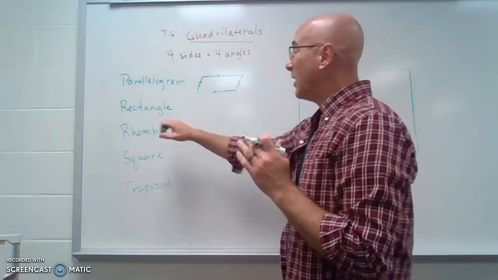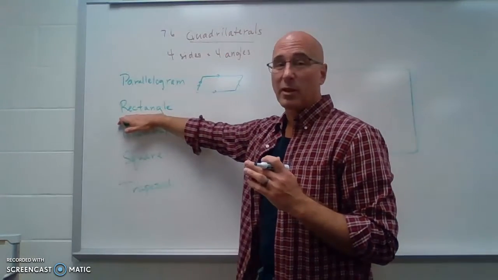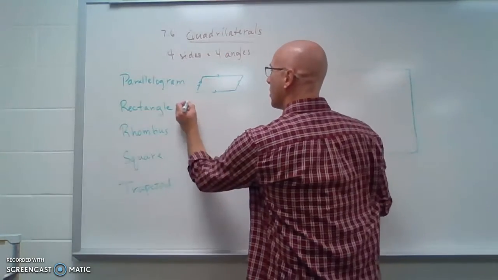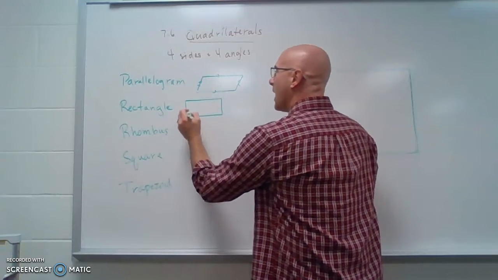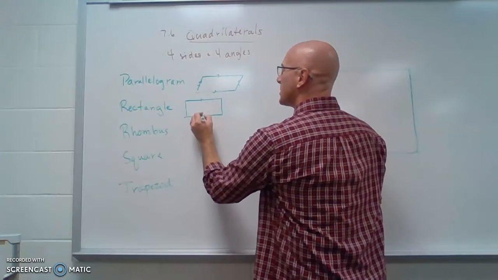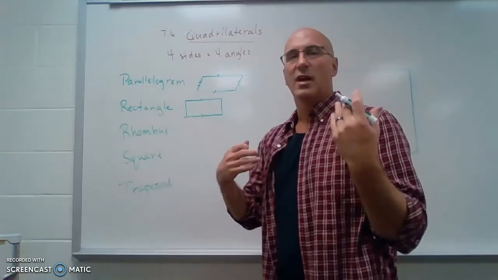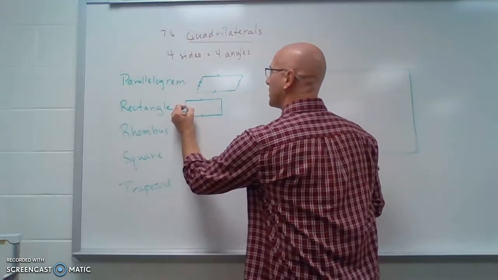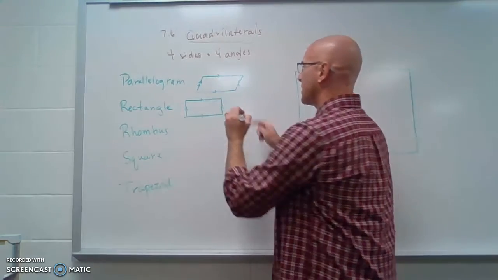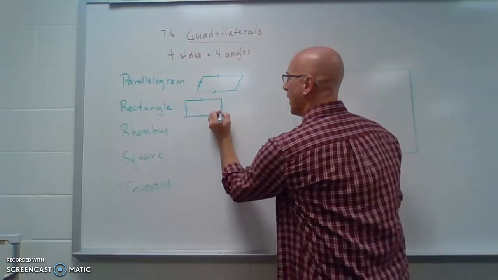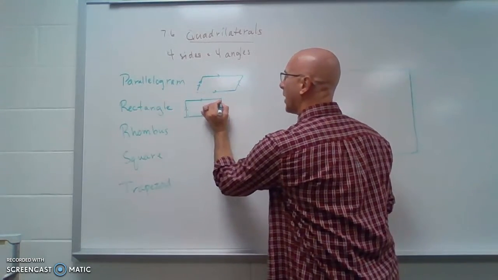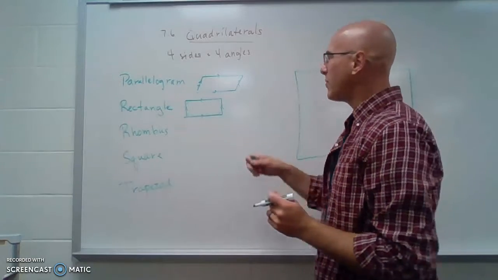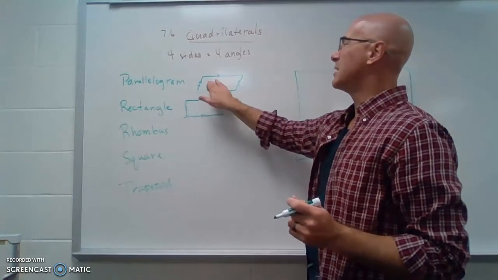Now we have a shape that you're probably familiar with, a rectangle. So we know a rectangle has 2 sets of parallel and congruent sides. That sounds a lot like a parallelogram, but the only difference is all of the angles are right angles. So a rectangle is a parallelogram.